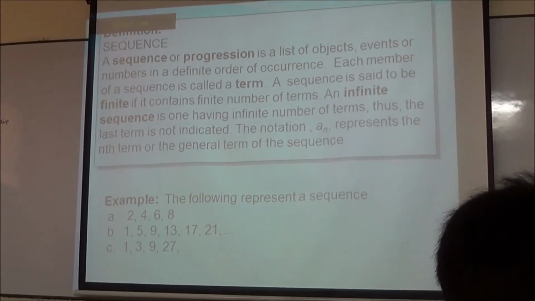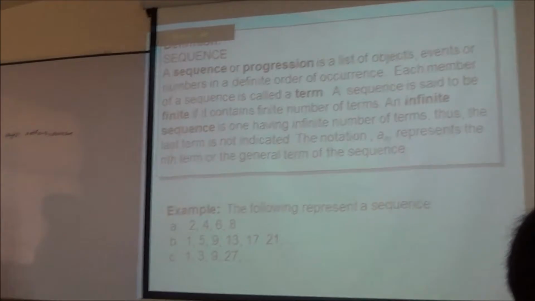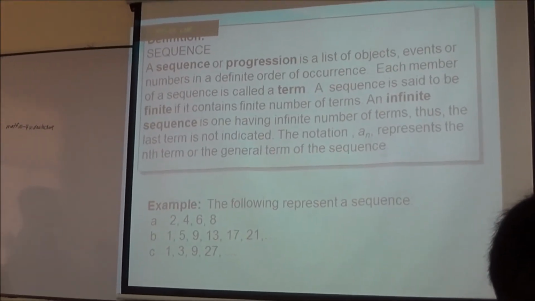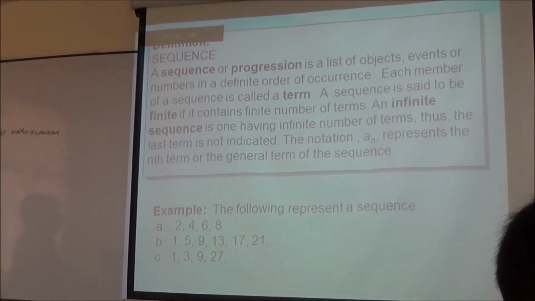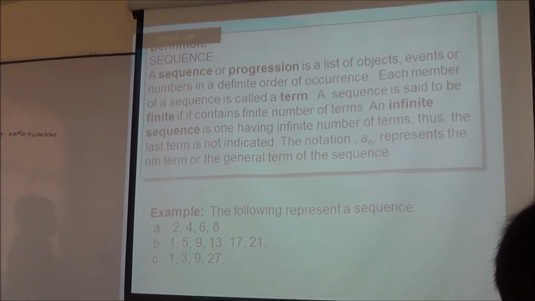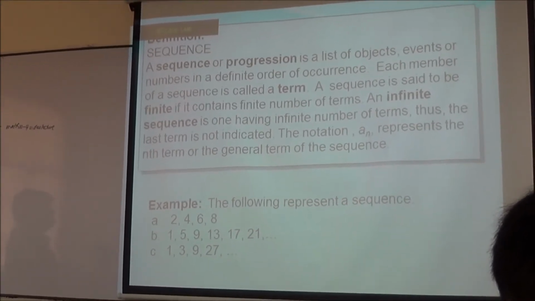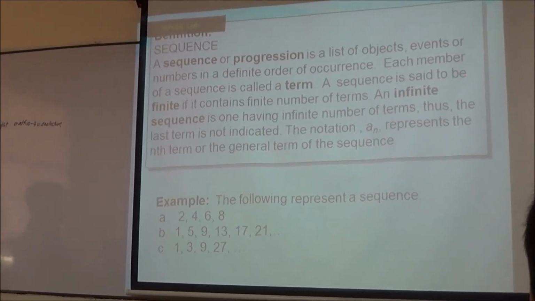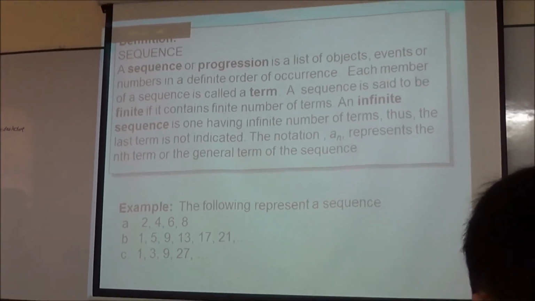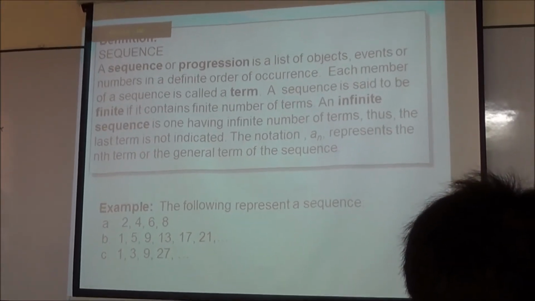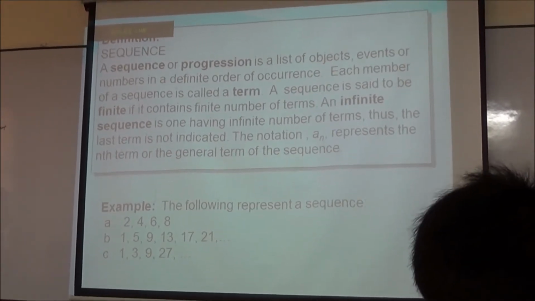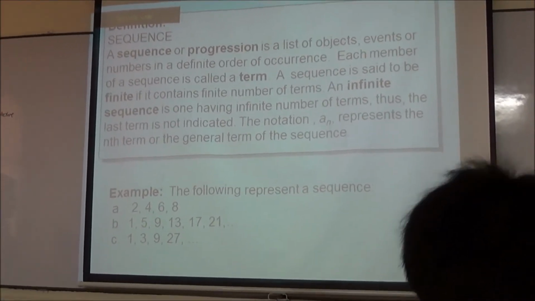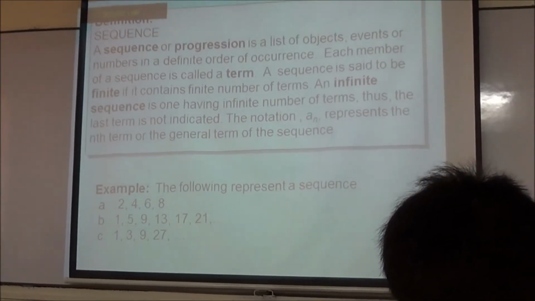By definition, a sequence, also known as a progression, is a list of objects, events, or numbers in a definite order of occurrence. Each member of a sequence is called a term. A sequence is said to be finite if it contains a finite number of terms. An infinite sequence is one having an infinite number of terms, thus the last term is not indicated. The notation A sub n represents the nth term, or the general term, of the sequence.